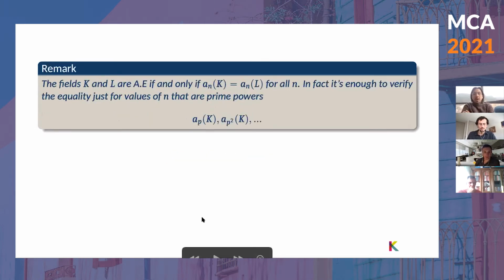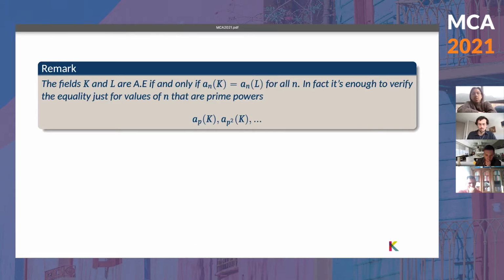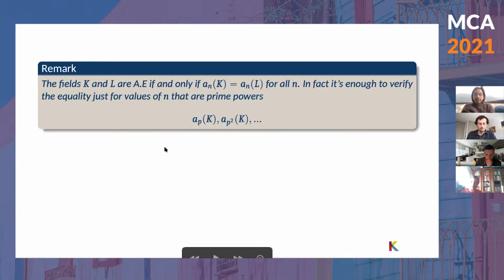This is something about the result on Dirichlet series. If you have two Dirichlet series that converge in a certain half plane, then they are the same if and only if the coefficients are the same. And here you can say even a little bit more: you only need to check what happens with the coefficients that are prime powers.